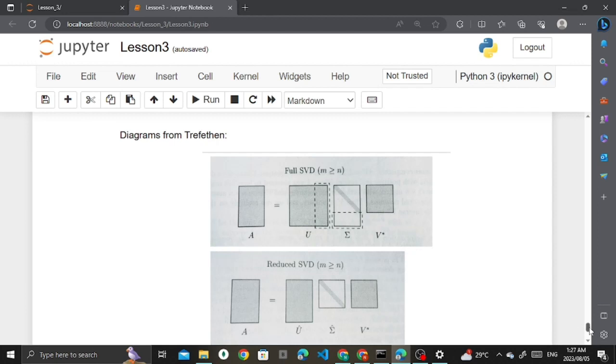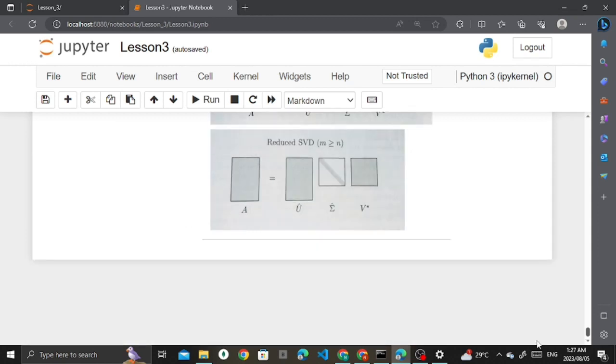So we'll be using reduced SVD. It's quicker to calculate, and you often don't need to turn your data into an orthonormal basis.